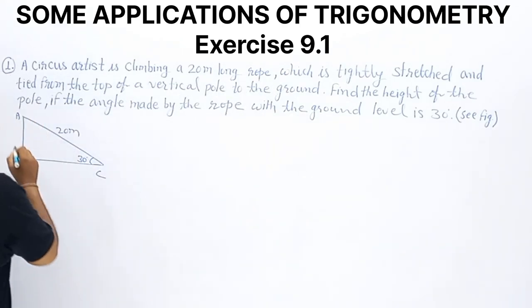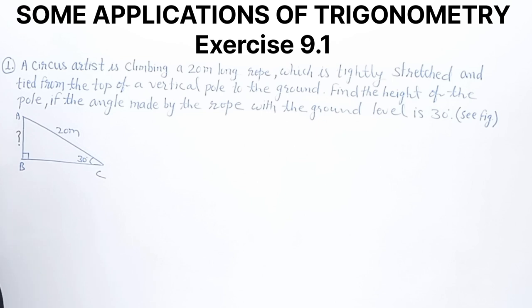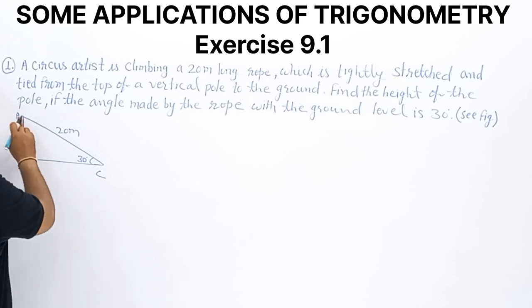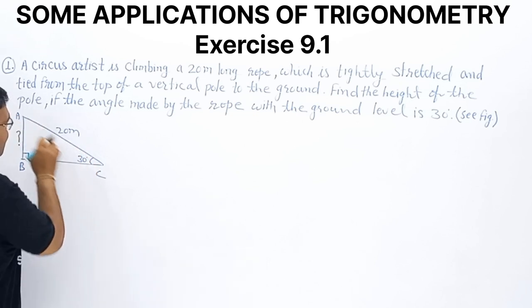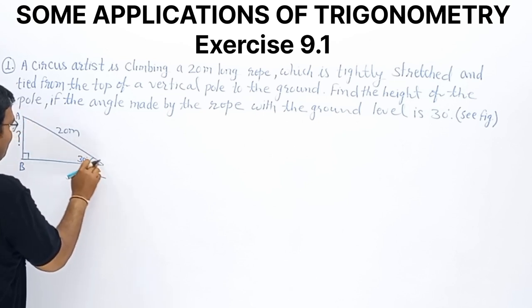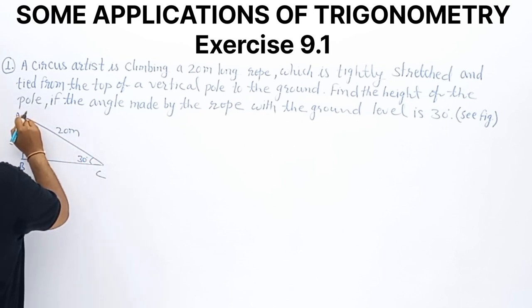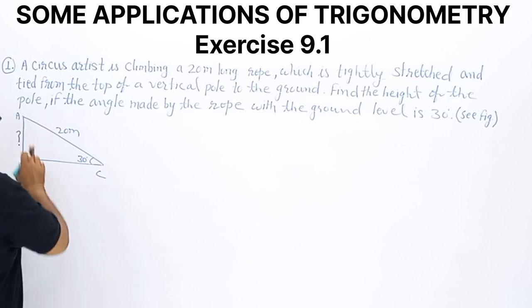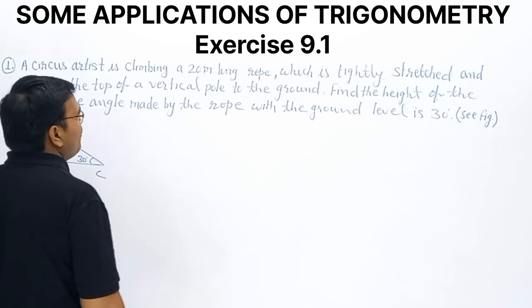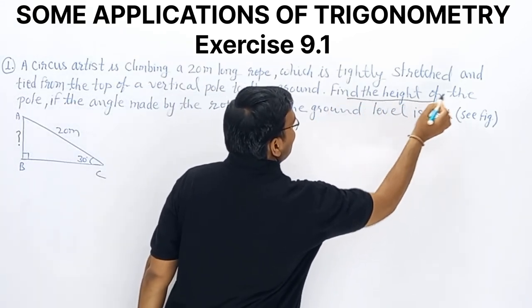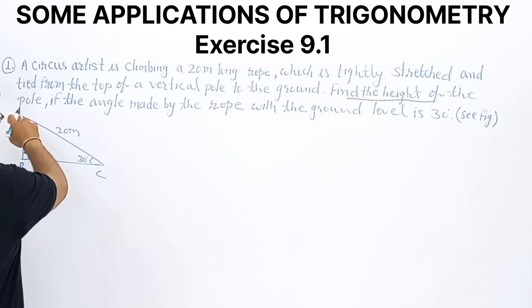We are having this vertical pole on the ground. At the top point A, one rope is tightly stretched and tied, where the artist is climbing. This rope is 20 meter in length and it is tied at that point. So we want the height of the pole. This is the pole, this is the rope.